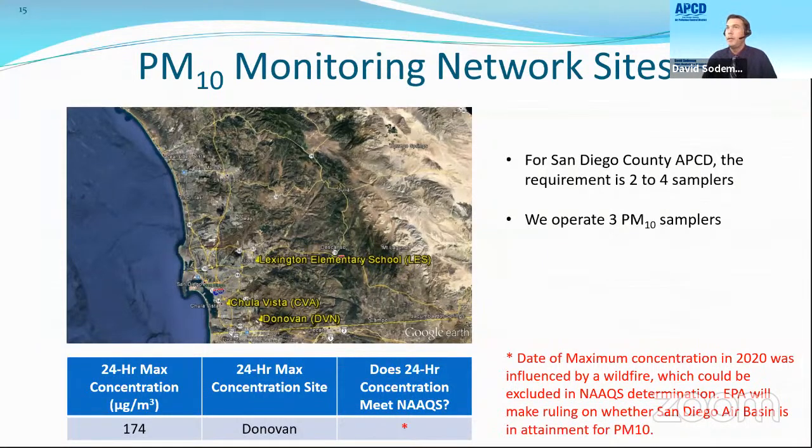The district has 3 PM10 monitoring locations. Our highest concentration site has been at the Donovan sampling location in Otay Mesa. The date of the maximum concentration in 2020 was influenced by a wildfire and is higher than the standard. EPA has classified wildfires as an example of an exceptional event. Exceptional events are unusual or naturally occurring events that can affect air quality but are not reasonably controllable using techniques that an air district may use to attain the federal standard. If approved by EPA as an exceptional event, this data can be excluded from the NAAQS determination. EPA will make the final determination if the San Diego Air Basin meets the PM10 standard.